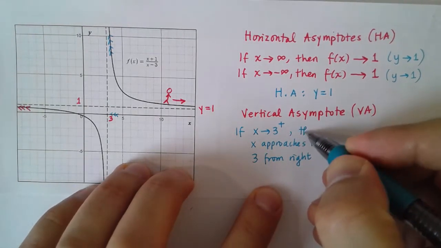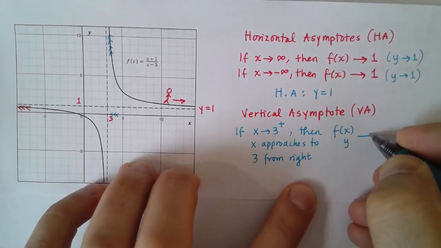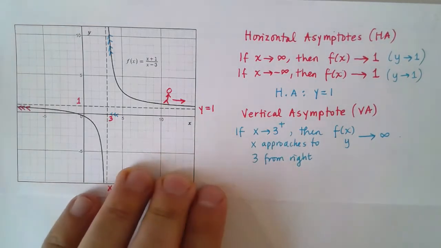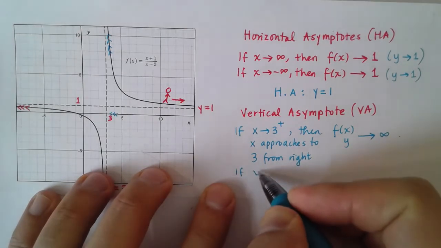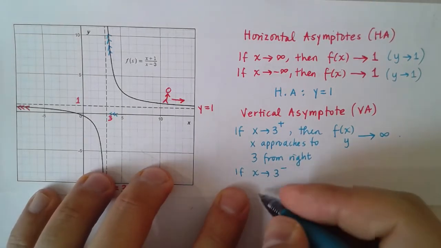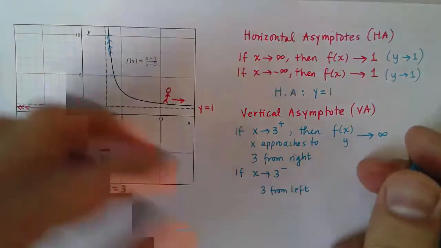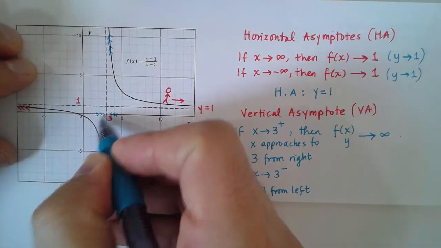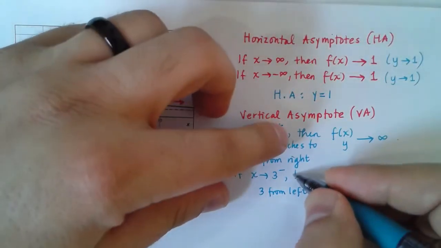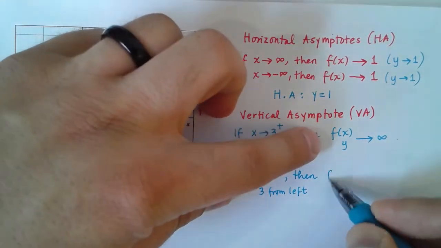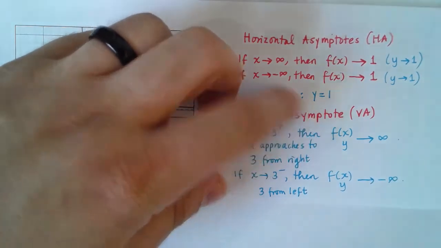So then you see the f of x, or y, approaches infinity, goes just high above. And in the same way, if x approaches 3 from the left, so if you approach 3 from the left on the x values and the function's values are going down, then f of x, or you can just say y, approaches negative infinity.